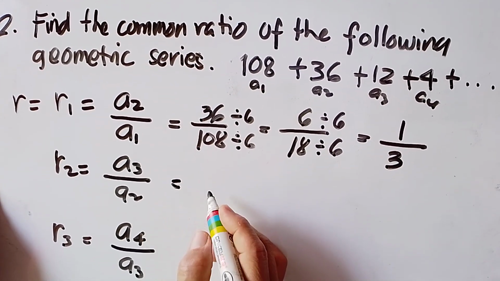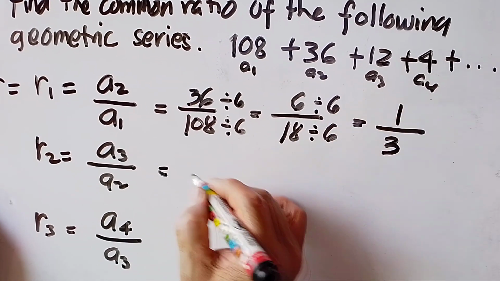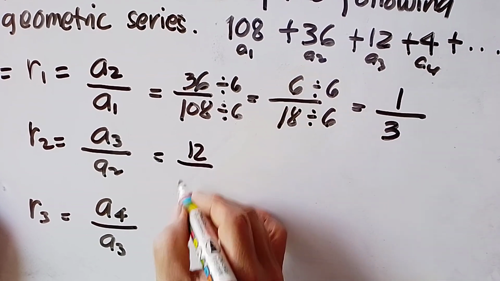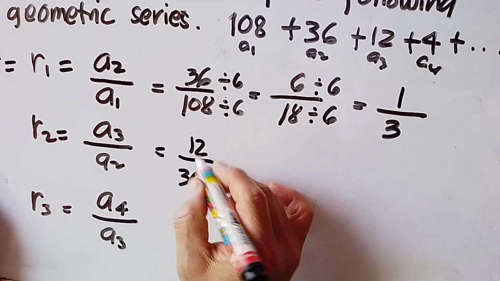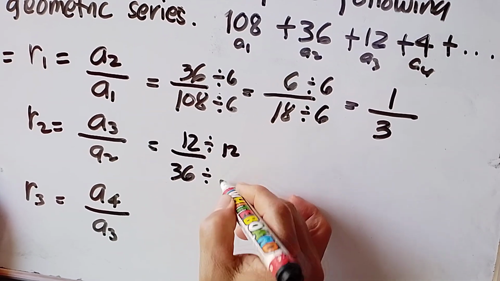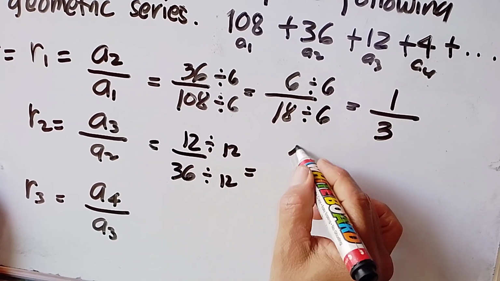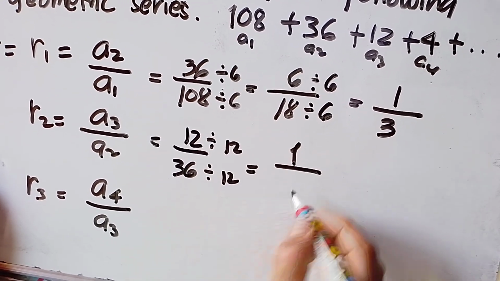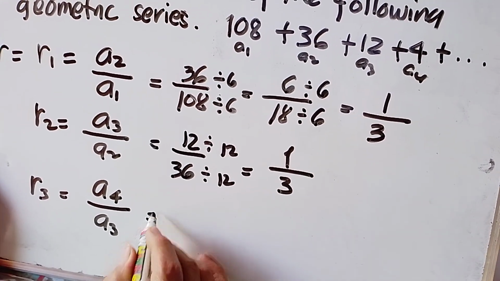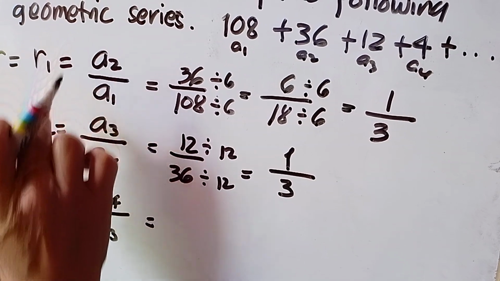How about A3 over A2? A3 is 12. Then A2 is 36. Then we can divide this one by 12. So 12 divided by 12 is 1. 36 divided by 12 is 3. So R1 and R2 are the same. R3 should be the same as R1 and R2.